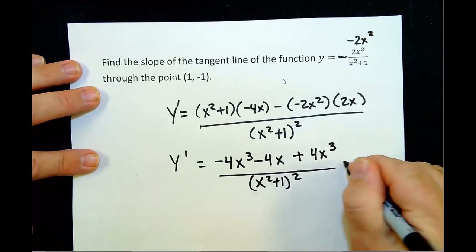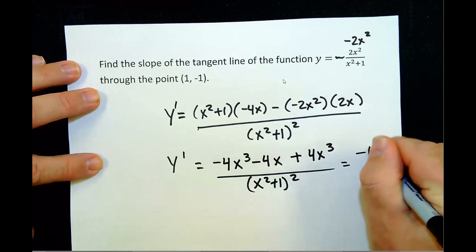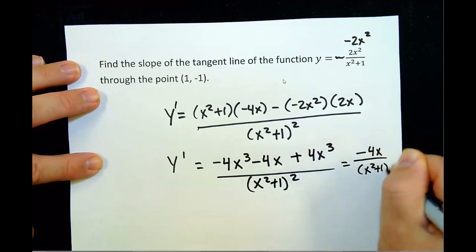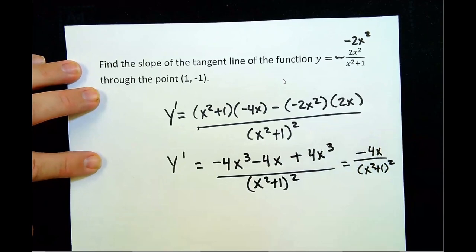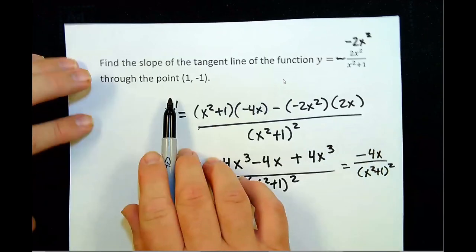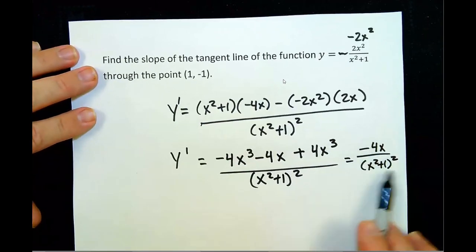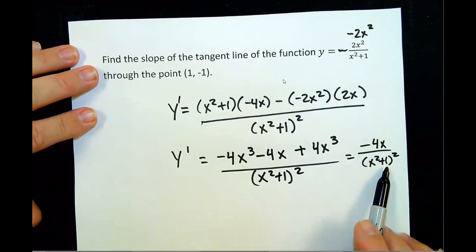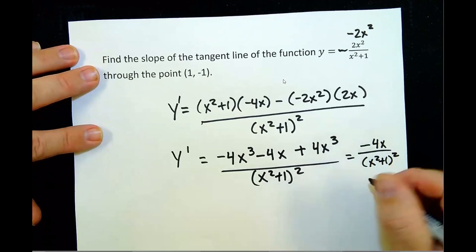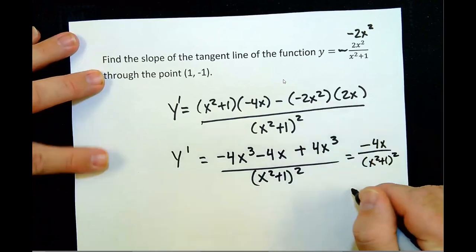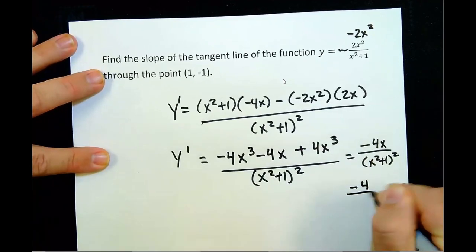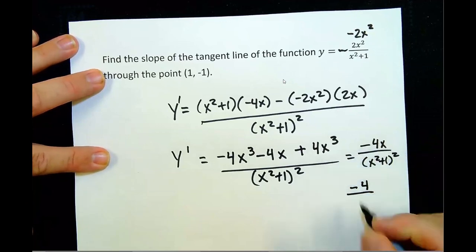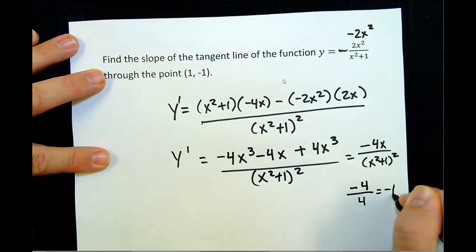Those are going to cancel each other out, so I end up with negative 4x over x squared plus 1 squared. It says find the slope of the tangent line. Okay, so here's my slope right here. So if I evaluate this at 1, I end up with negative 4 over 1 plus 1 is 2, 2 squared is 4. So I end up with a slope of negative 1.